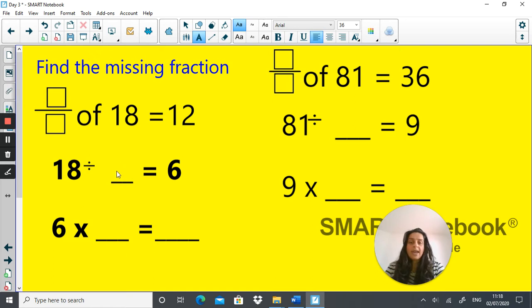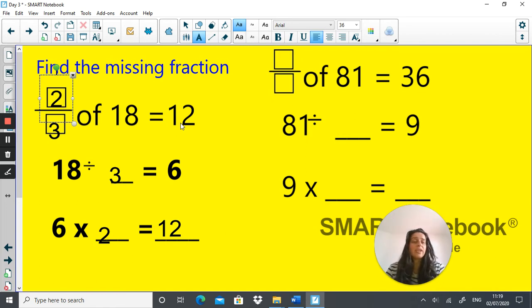Okay, so here we know that 18 divided by 3 equals 6. And we also know that the number that we divide by is actually the denominator. So the denominator must be 3 as well. It says 6 times something equals something. So whatever goes here is the answer, 12. So this number is 12. What times 6 equals 12? The answer is 2. So this number here is 2. So 2/3 of 18 equals 12.